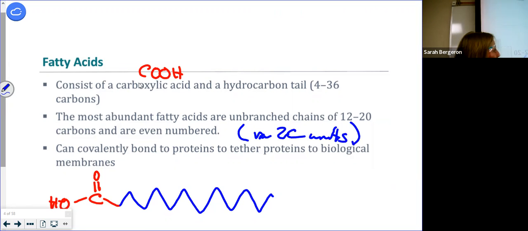So via 2 carbon units, we can use these fatty acids to build different parts of the membrane, things like that. We can also covalently attach them to proteins, right? So if you have a lipid that's embedded in the membrane, we can link a protein to it and therefore anchor the protein at the membrane.